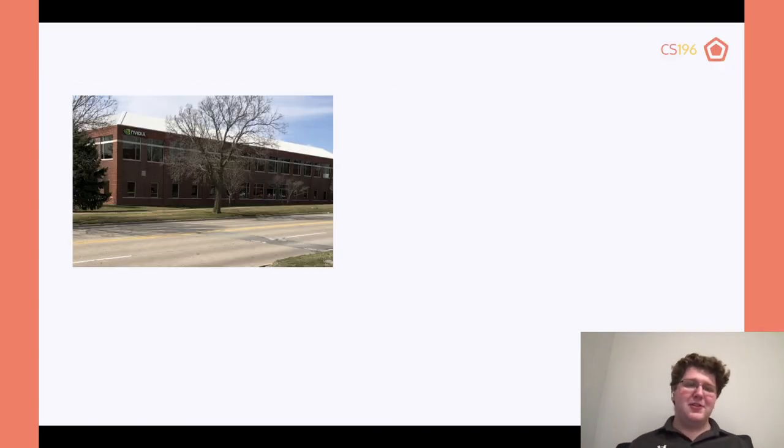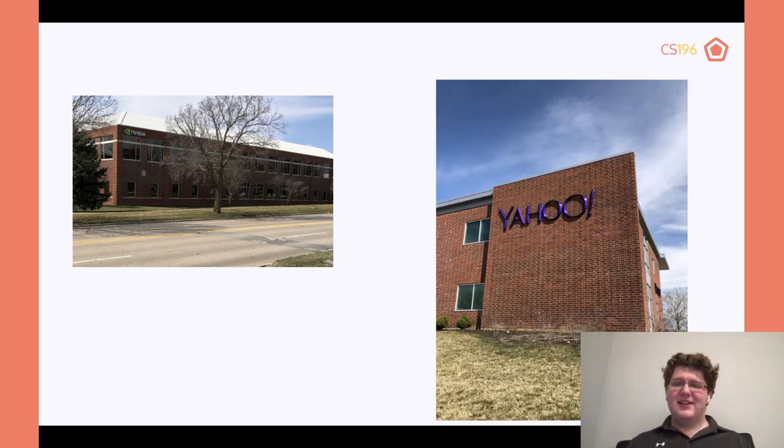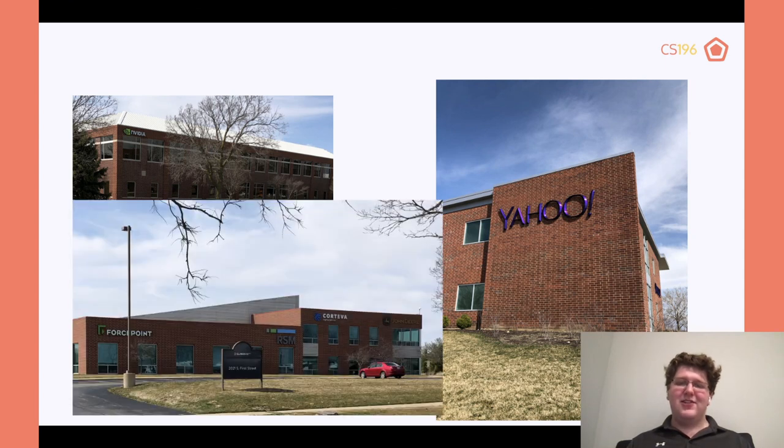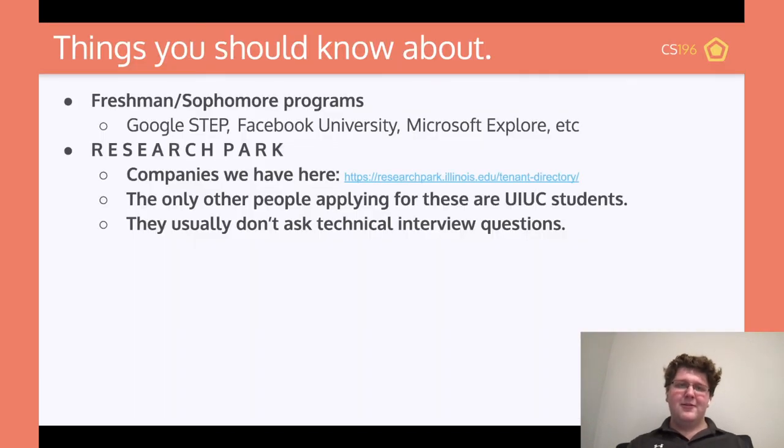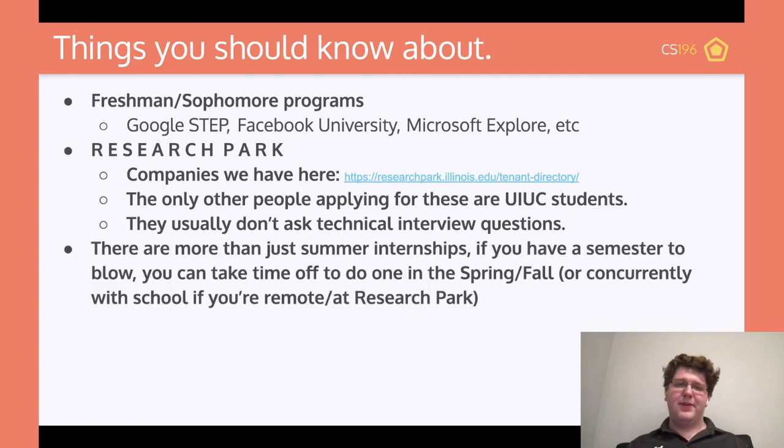So I went down to Research Park the other week, and I took a couple of photos. Some of the companies that we have down there: NVIDIA, Yahoo, a bunch of others I'm not going to list aside from John Deere. I think we have Caterpillar, we have Capital One. We have so many that I could probably have taken like 100 photos down there. But yeah, there are all kinds of different companies. Research Park is a really great resource. You should totally apply to those positions if you can.